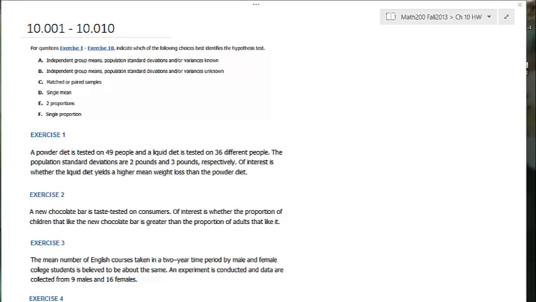We are working with Chapter 10. Exercises 1 through 10 wants us to identify what kind of hypothesis test we're going to do. So let's take a look at the first one.